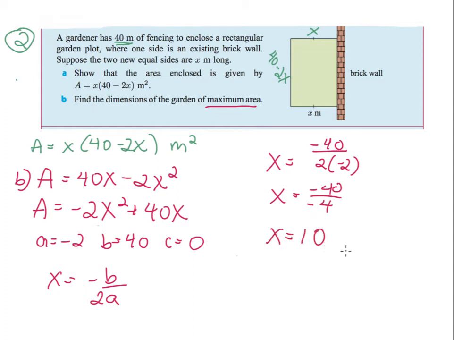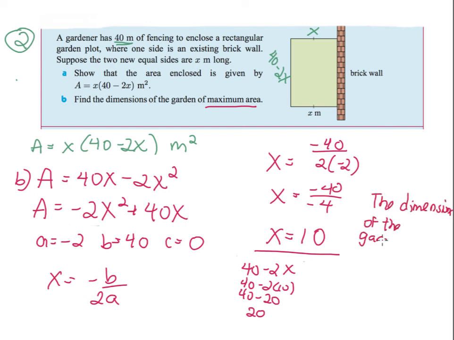That's just to find the dimensions. X is equal to the width of our rectangle. So to find the length of our rectangle, we're going to do 40 minus 2x. So that would be 40 minus 2 times 10, replacing the x with 10, simplifying down, and I get 20. So my answer would be the dimensions of the garden with maximum area would be 10 by 20 meters.